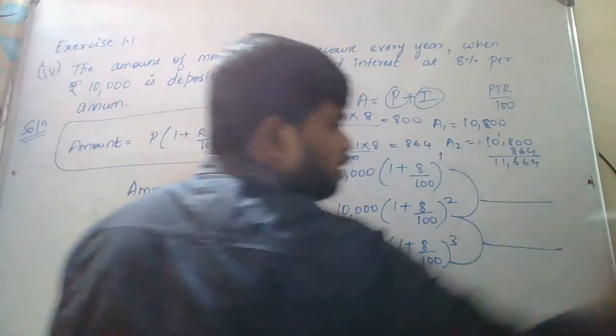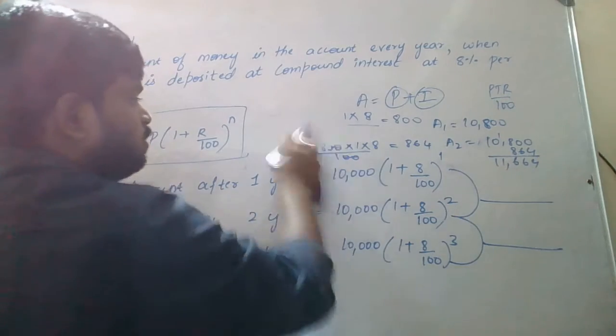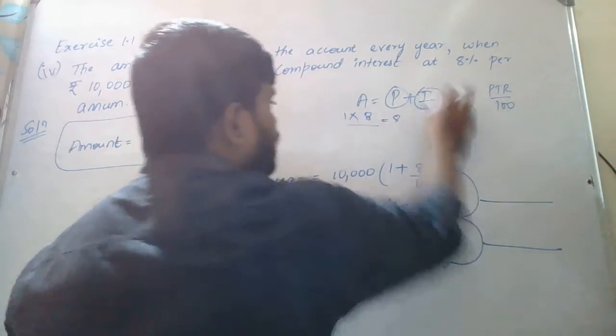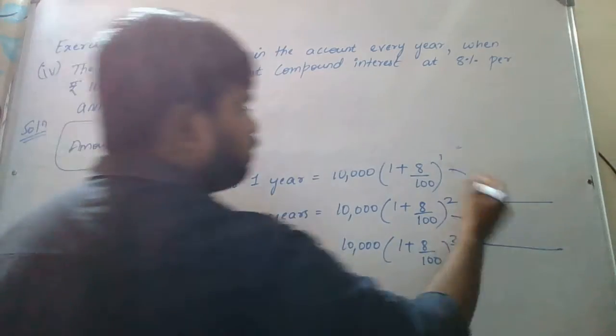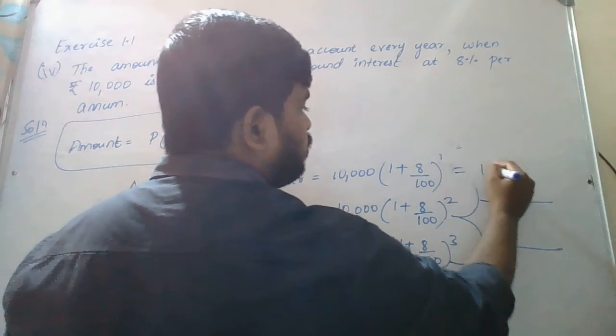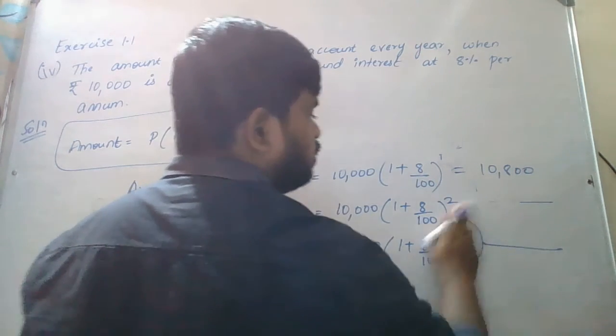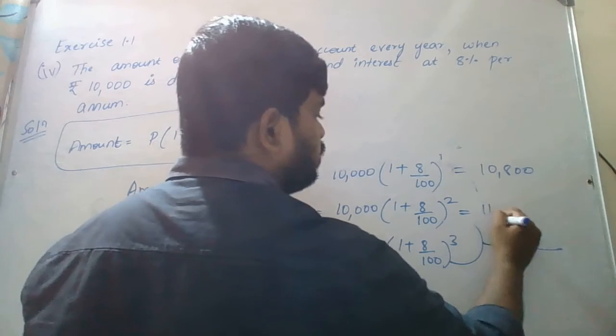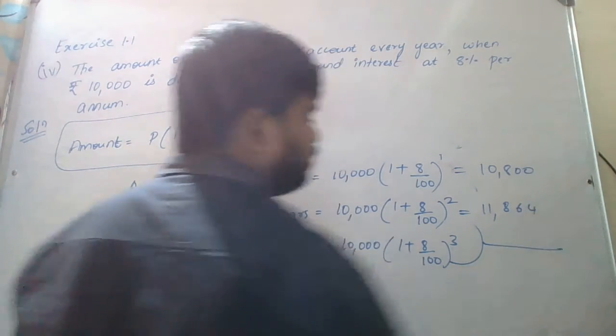Okay. Let me erase this. So the amount, let me write it here. You would have got, and this is equal to 10,800. This is equal to 11,664.